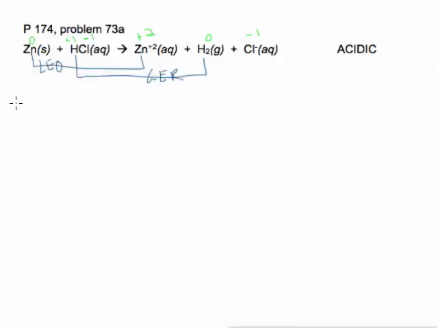Our zinc going to the zinc ion. This one's super easy. The atoms are balanced. The only thing you have to balance here is charge. We want to get rid of this +2, so we're going to add 2 electrons.